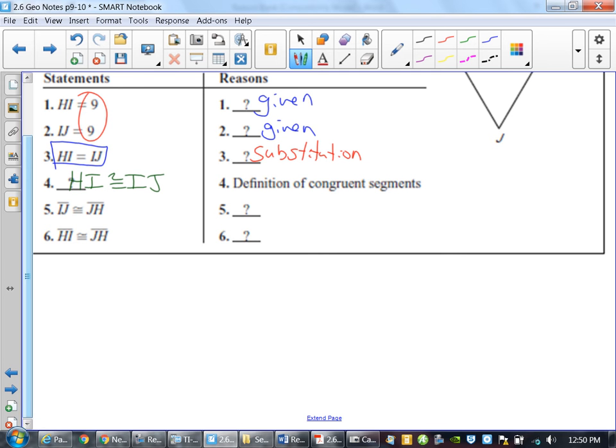Yep. Do you have to have those little line bars over the HI and the IJs? No. Technically, when you're in congruency, you're supposed to. But once again, I'm just happy that you fill in the blanks and you know the logic behind it. This isn't a college axiomatic geometry course where everything that you write has to be valid. It's okay.